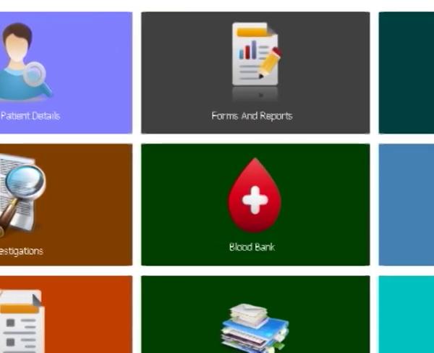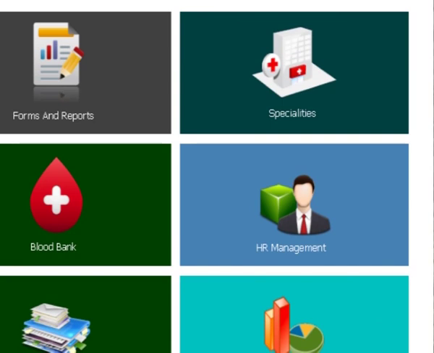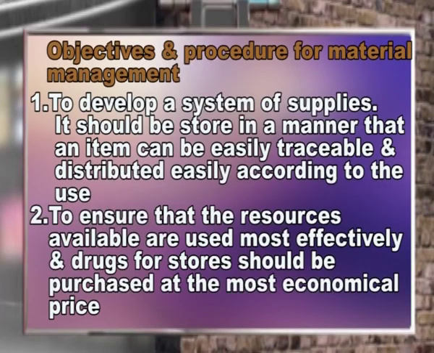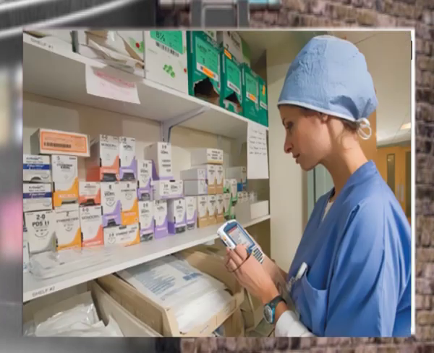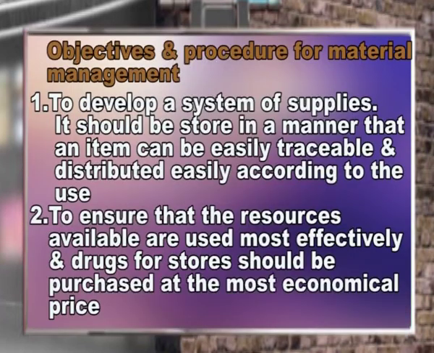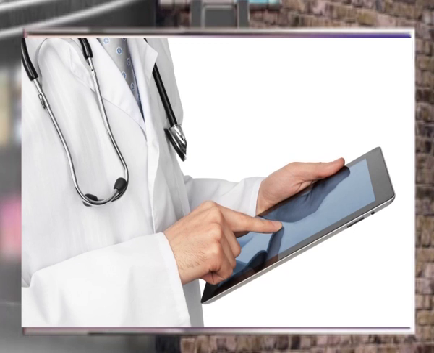Objectives and procedure for material management. To develop a system of supplies, it should be stored in a manner that an item can be easily traceable and distributed easily according to the use. Secondly, to ensure that the resources available are used more efficiently and drugs for stores should be purchased at the most economical price.